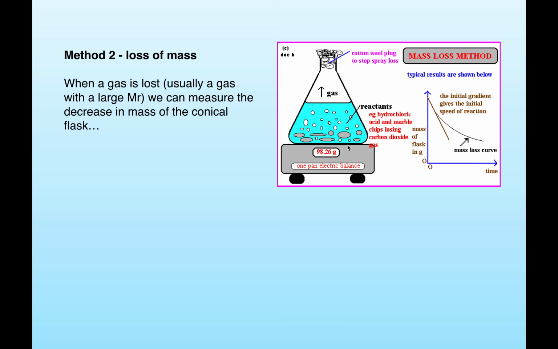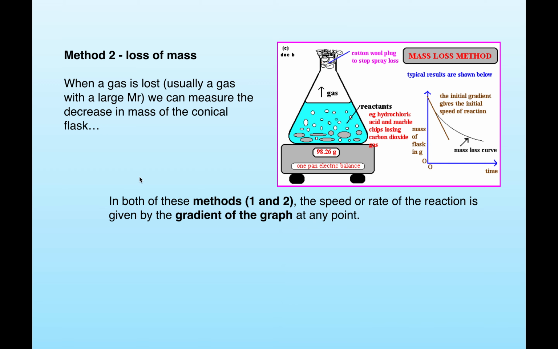So we put it on a balance. We start the reaction, take an initial mass, and then read the mass off again at fixed time intervals, and we can plot a graph. Because the mass is going down, the graph looks like this. This is the characteristic curve. Mass of the flask in grams on the y-axis, and again time on the x-axis.